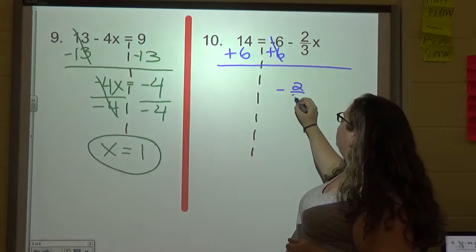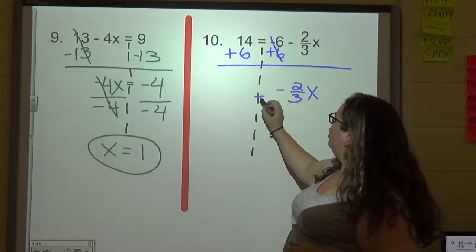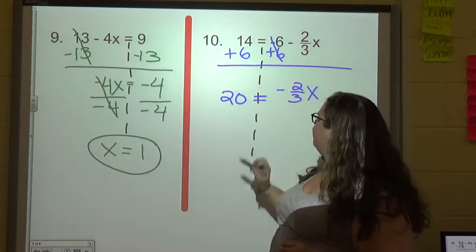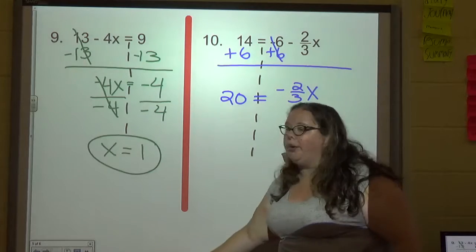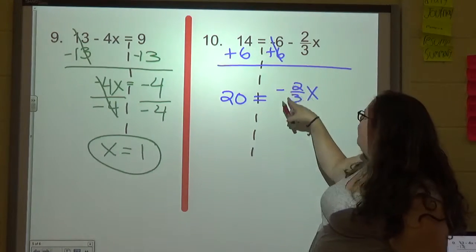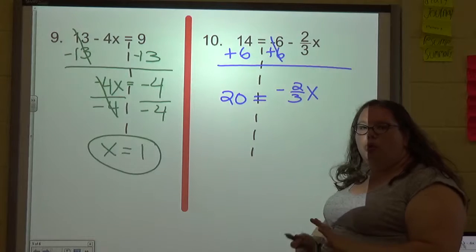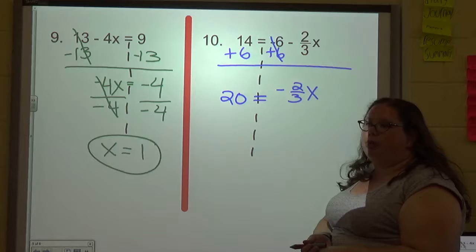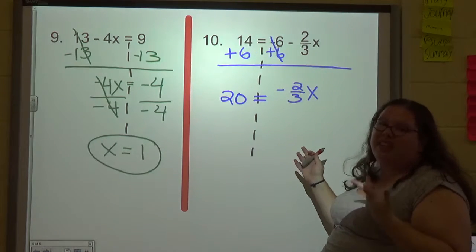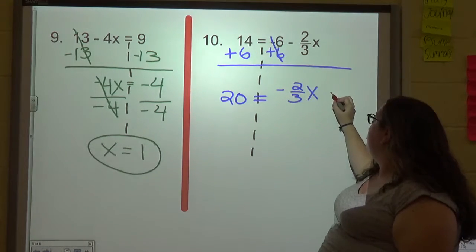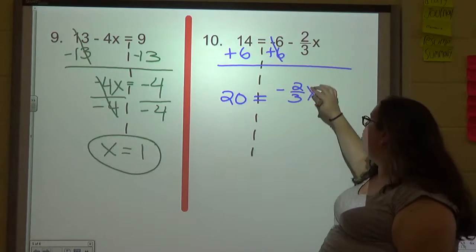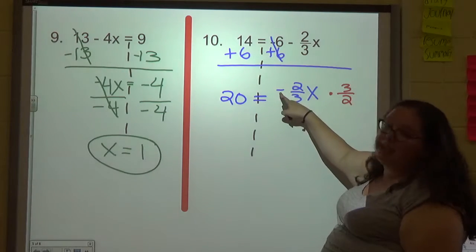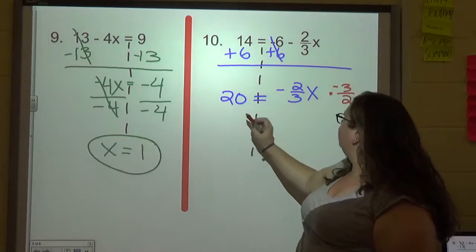Negative 2/3 x equals 14 plus 6 is 20. Now, if you remember, what did we talk about when you have a coefficient that's a fraction? When you have a fraction coefficient, you multiply by your reciprocal. There's a few ways to do that. That's probably the fastest and the easiest. So to make a fraction go away, you multiply by the flipped version of the fraction. And again, it's negative, so this has to be negative also.